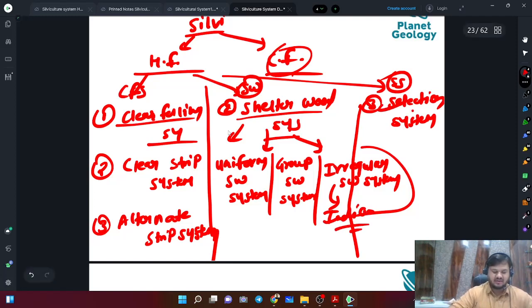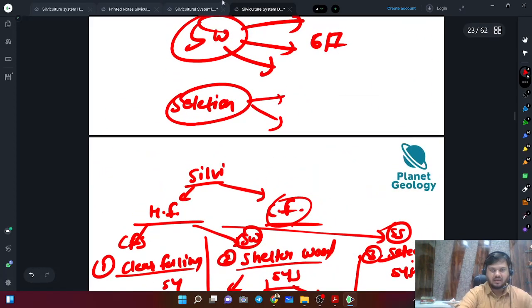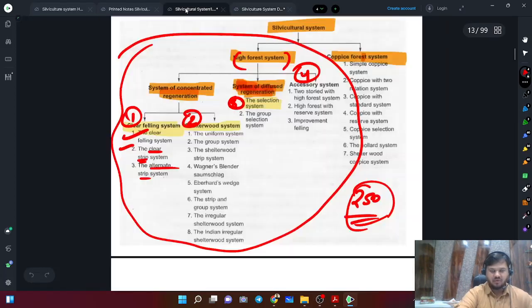Then there is selection system, that is here. So now again I'll come back to the slide so you can copy it from here. So you can see this is uniform shelter wood system, group system, right? And this is irregular shelter wood system and Indian irregular shelter wood system. These four are the most important, right? And then these are some tiny modifications. These three, four.